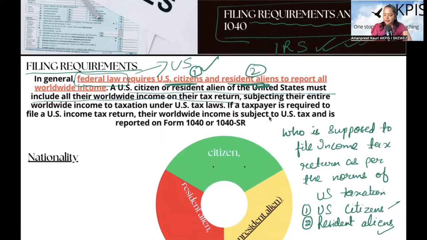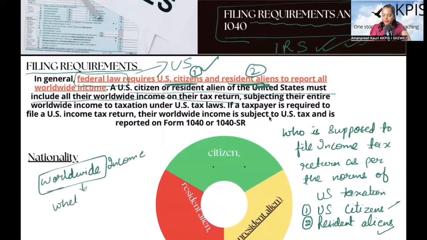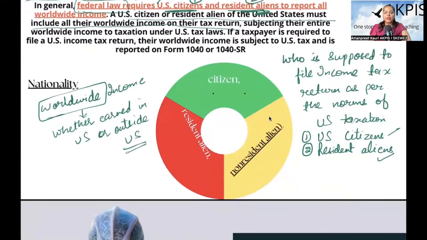Now, there is another term, worldwide income. What does that mean? Income, that's fine. Whatever you have earned in America, that's your income in America. But what does worldwide income mean? It means income, whether earned in America or somewhere else, whether earned in the US or outside the US. That is your worldwide income.